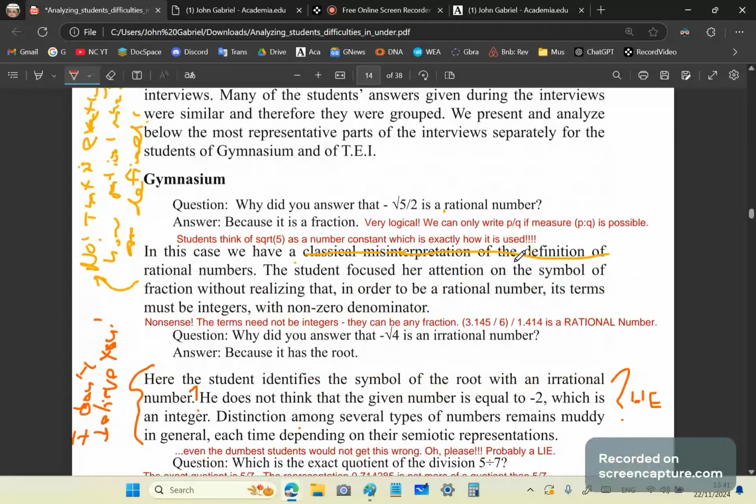So we get down to the section where they start asking the students questions. So here they said, why did you answer that minus 5 square root of 5 over 2 is a rational number? And the student said, because it is a fraction. That's entirely logical because you can only write P over Q if the measure of the ratio P to Q is possible. So that's what the student thought. Okay. And students think of square root 5 as a number constant, which is exactly how it's used. So they say in this case we have a classical misinterpretation of the definition of rational numbers. No, that's false. That is exactly how rational numbers are defined.